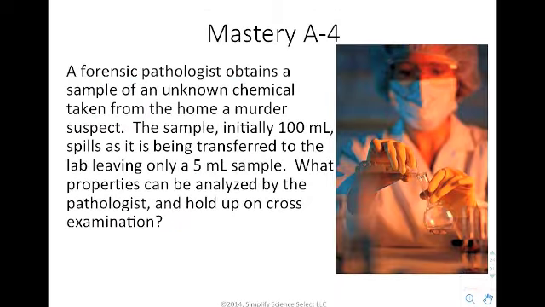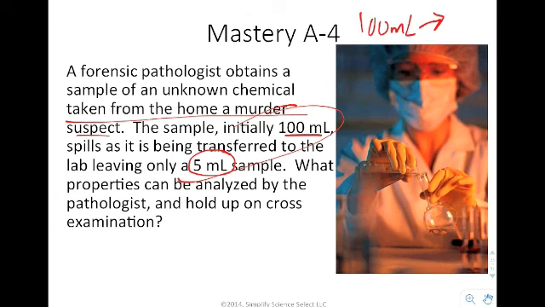Okay, it says a forensic pathologist obtains a sample of an unknown chemical taken from the home of a murder suspect. The sample, initially 100 mL, spills as it's being transferred, leaving only 5 mL left. What property can be analyzed by the pathologist and hold up on cross-examination? So if you were to look at this, they changed the sample size. Okay, I went from 100 mL to 5 mL.